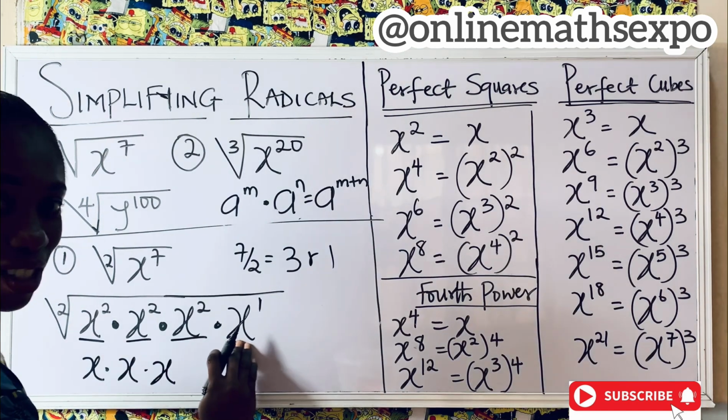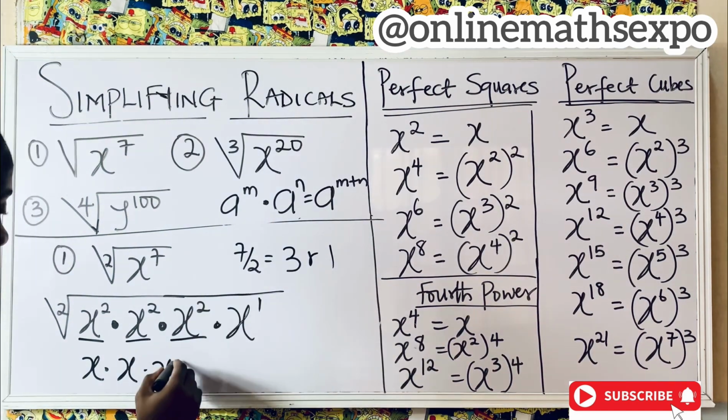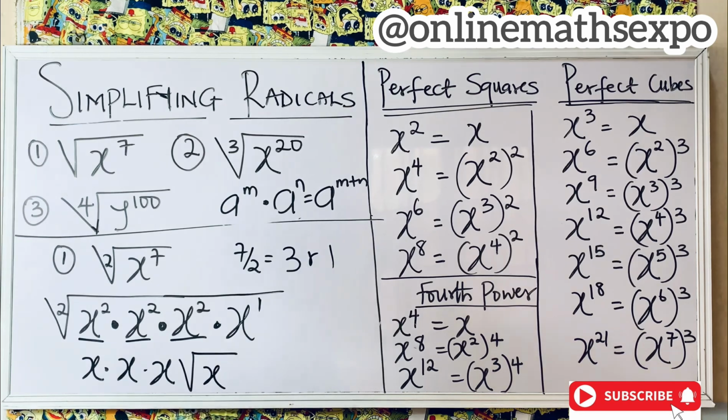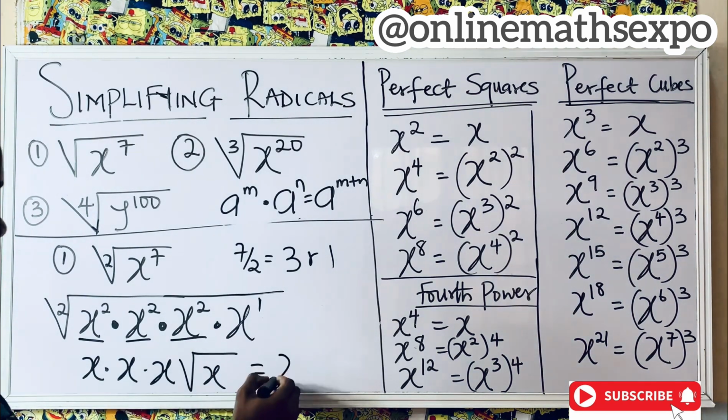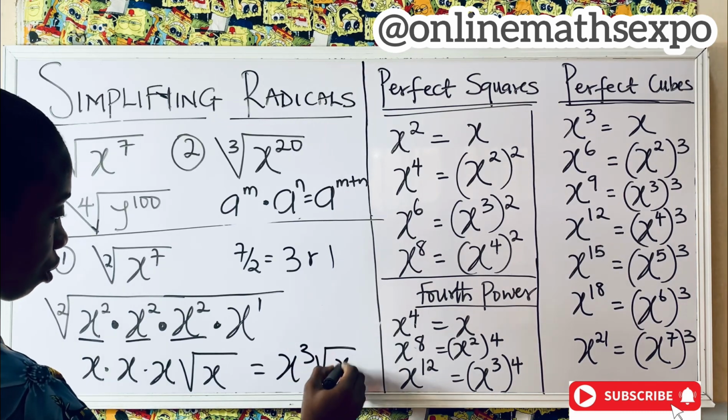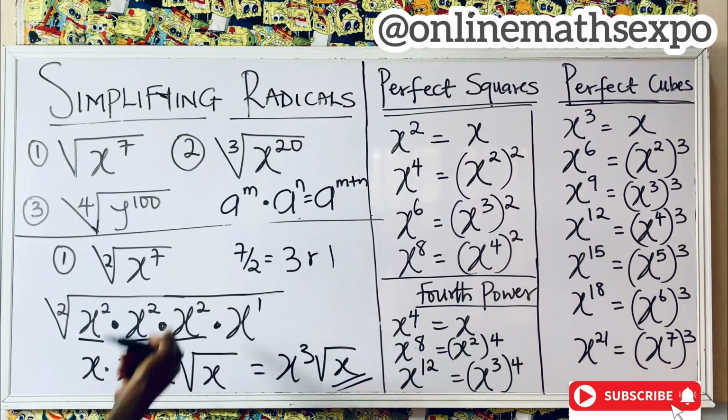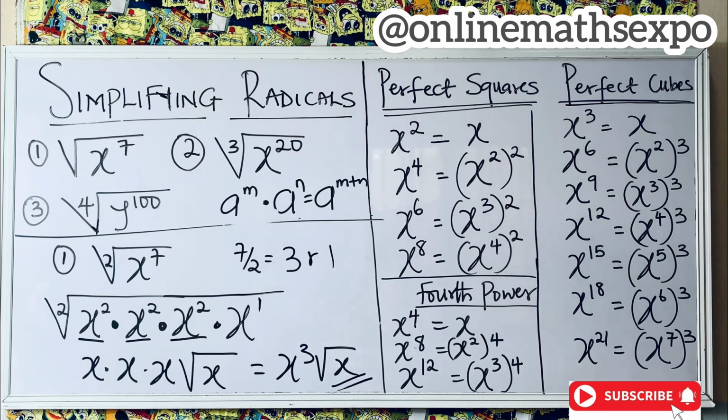This cannot be simplified. It will remain in the square roots. Did you see that? So if you multiply this now, it will give you x cubed square root of x. And that is the first method. I hope this was clear.